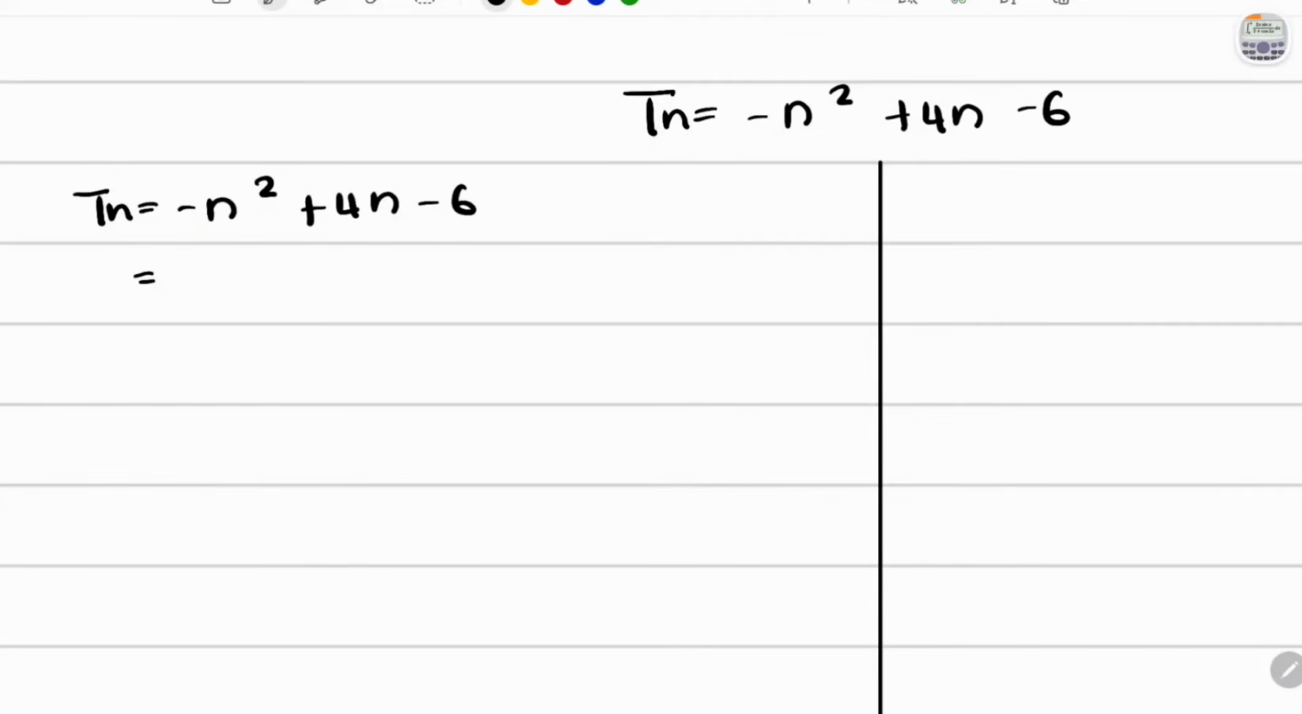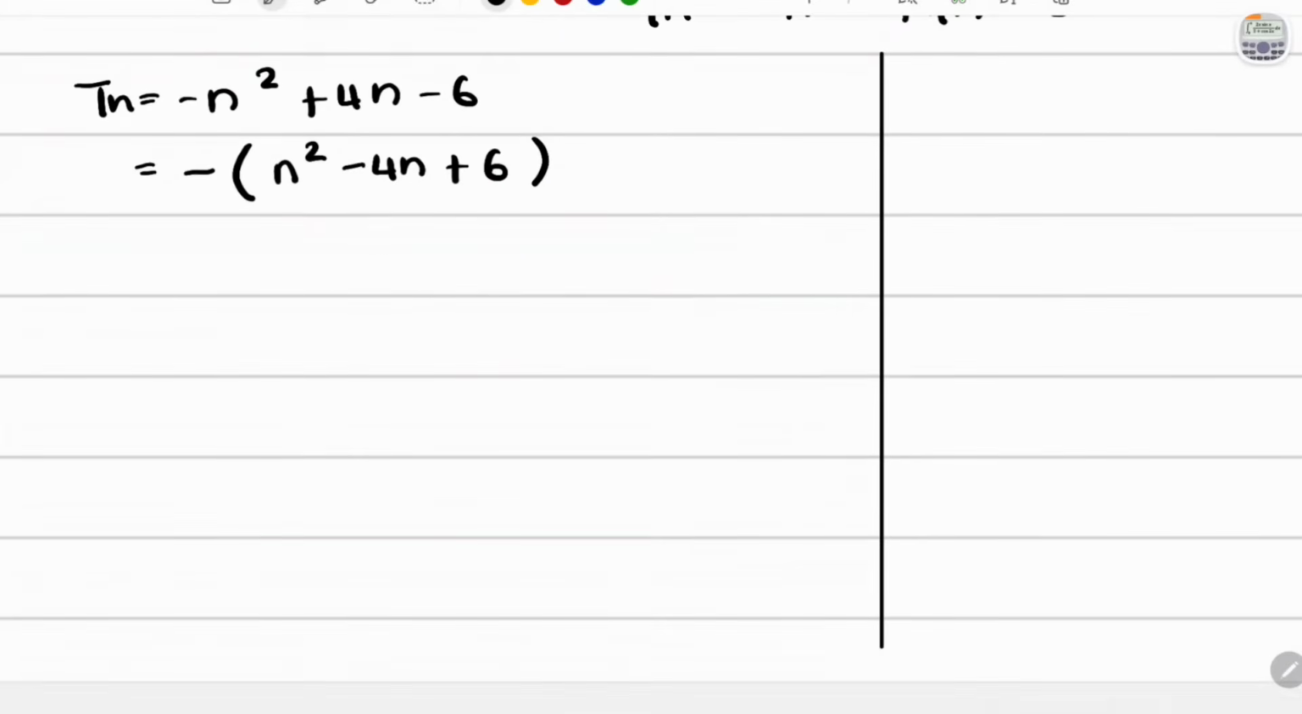You need to first of all ensure that the coefficient of n squared is a positive 1. Right now it's a negative 1, so we're going to take that out as a common factor. So we're taking that negative out and we'll be left with n squared, and then here you're left with negative 4n and positive 6. This is what we have now.